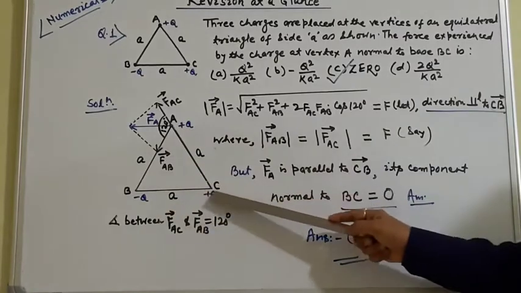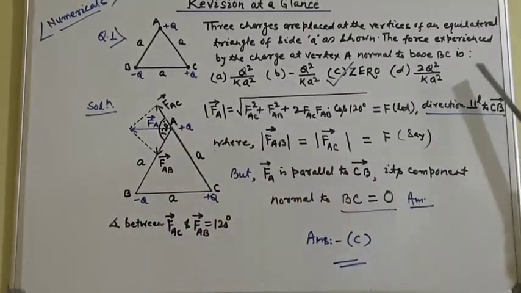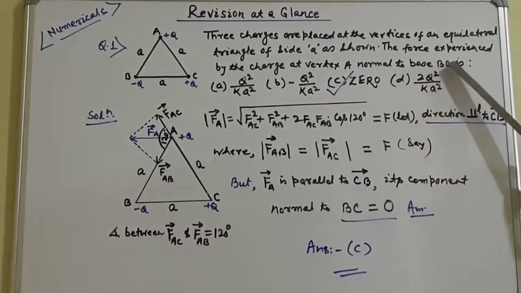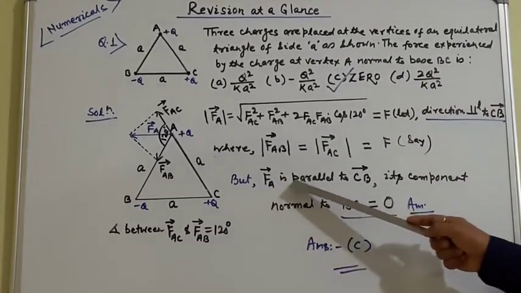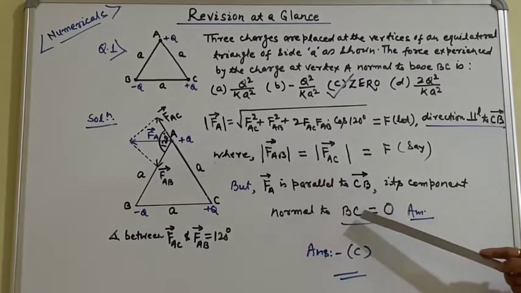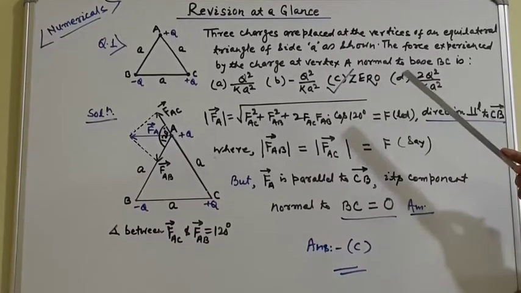FA will be parallel to CB here. But what the question says, you have to find the force normal to base BC. So FA is parallel to CB. Its component normal to BC is what? Of course it is 0.